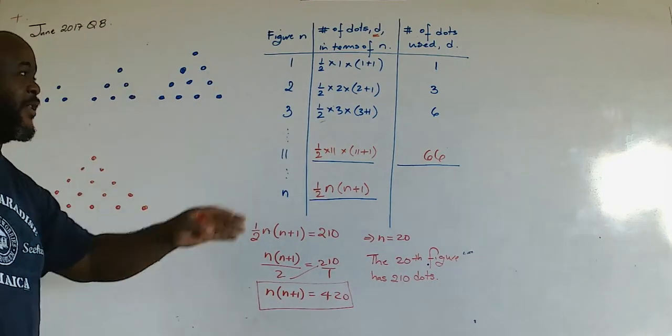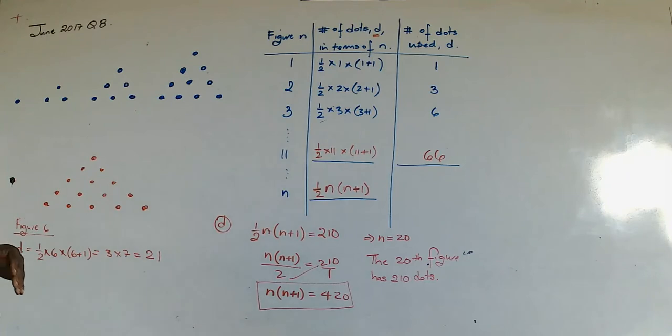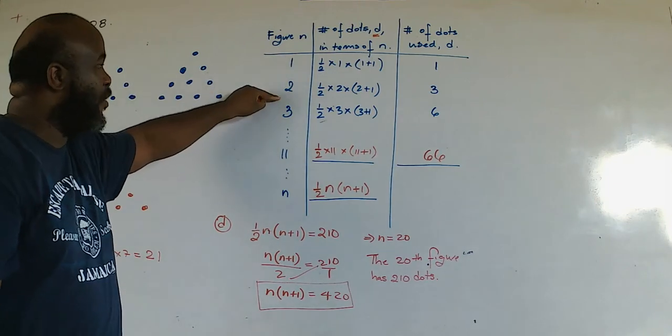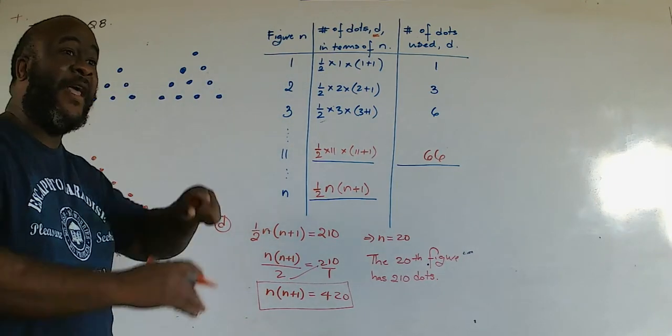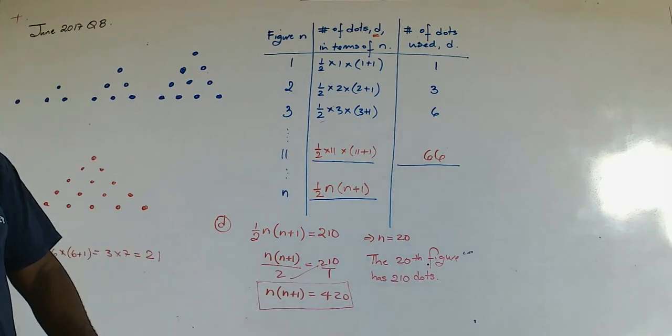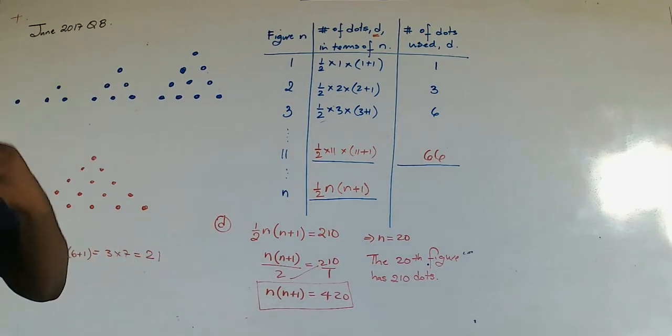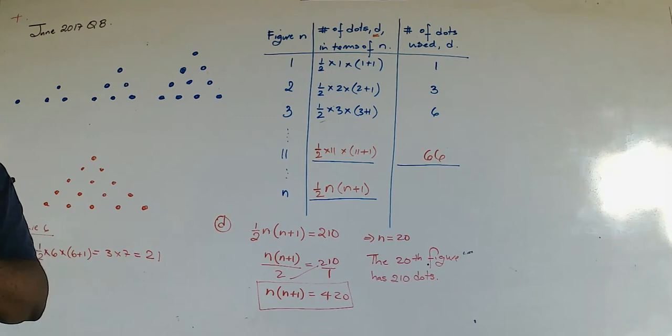In everything that you do, n is always a whole number. N is 1, 2, 3, 5. N is always a whole number. If you work out n and get a decimal, it cannot have 1,000 dots. N must always work out to be a whole number.